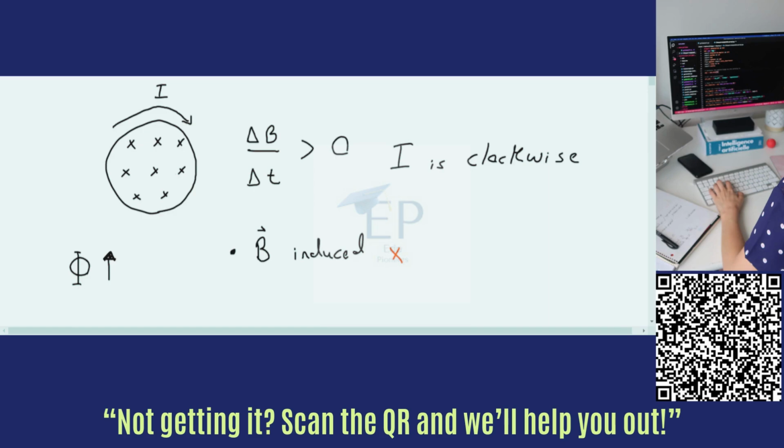So by Lenz's law, we would want to create an induced current with a magnetic field that points out of the page, right? Because we want to oppose that increase into the page. So that wouldn't make sense with what we know about our induced current creating a magnetic field into the page. So this possibility can't be true.